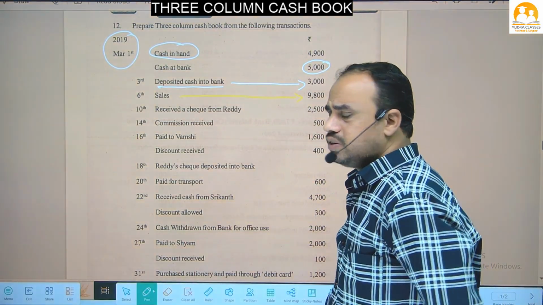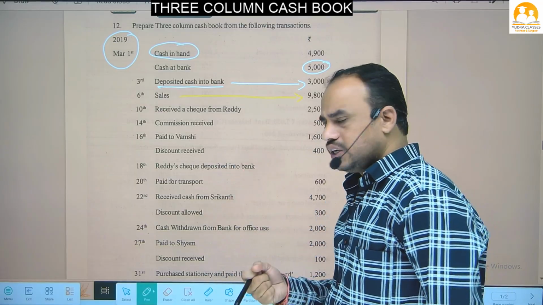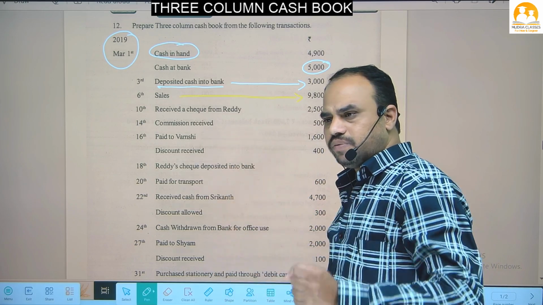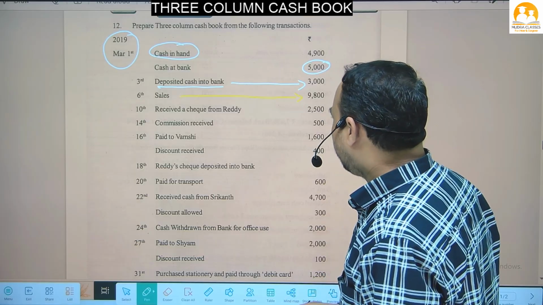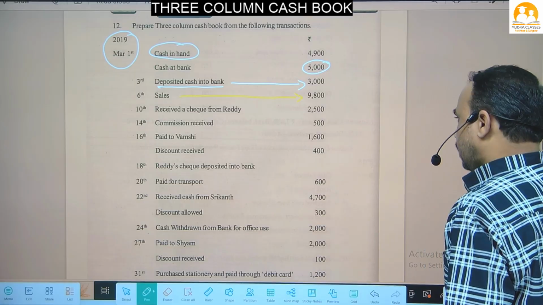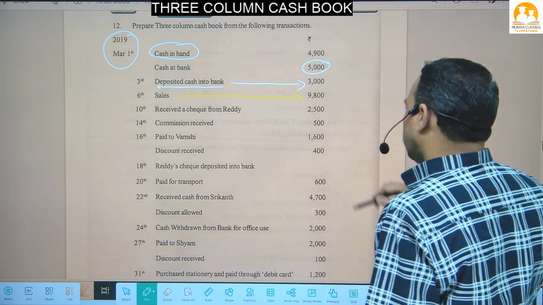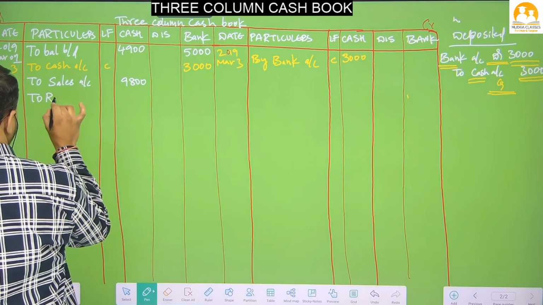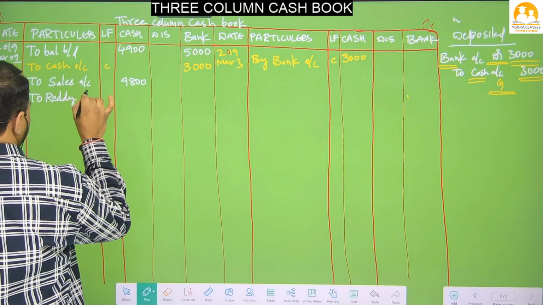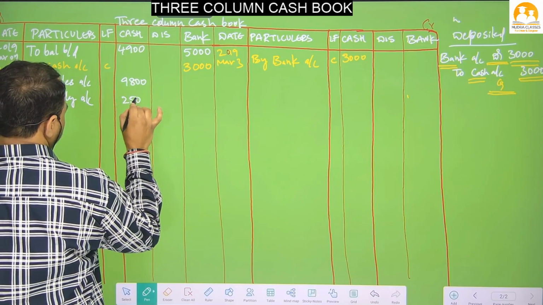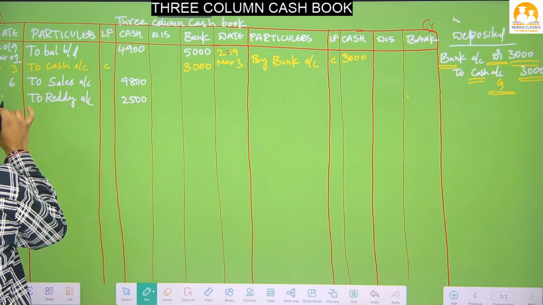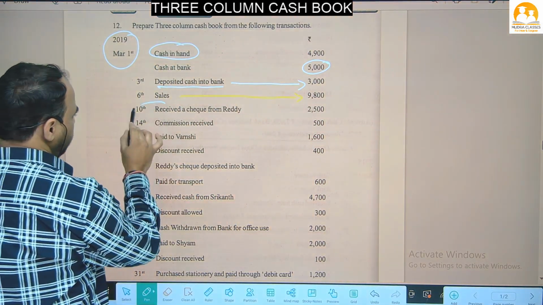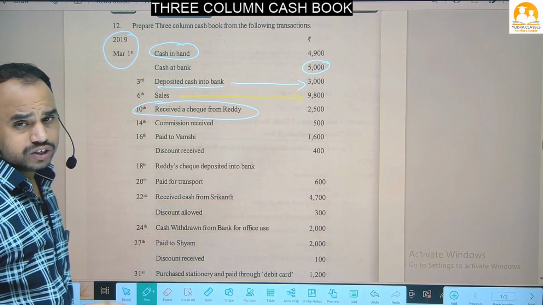Received cheque from Reddy. We received one cheque from Reddy, and on the same day we did not deposit it in the bank. So when we received the cheque from Reddy, cash is coming into the business. So on the debit side you write to Reddy account 2,500, and discount. Write down 2,500, because when you receive a cheque and do not deposit it on the same day, you have to assume that we received cash from Reddy, not a cheque from Reddy.